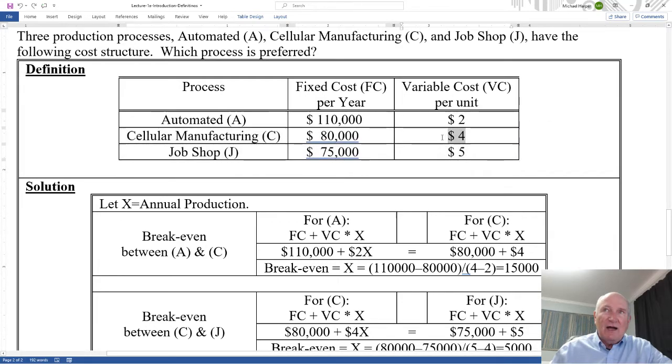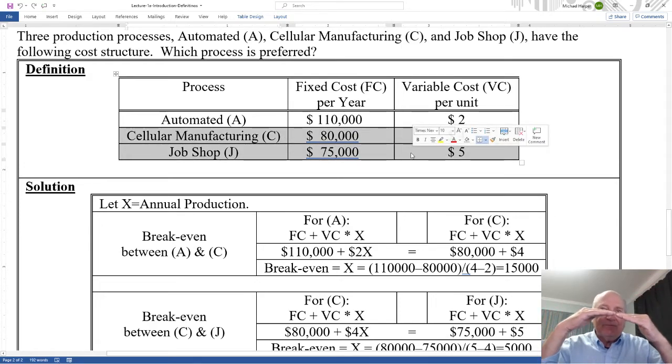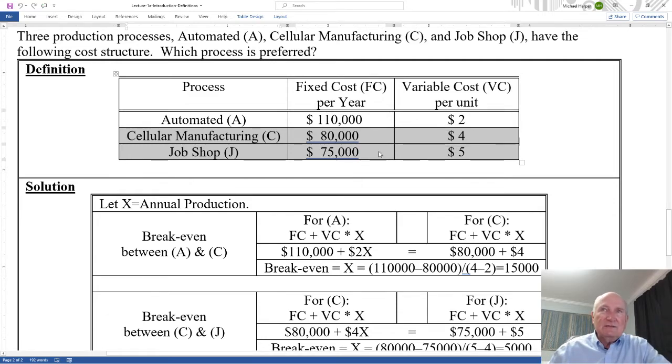Because 4 times 5 is 20, plus 80 is 100. 5 times 5 is 25, plus 75 is 100. So at 5,000, the cost of those is the same, so 5,000 is the break-even production. So I pretty much know what that is. Now, I made these numbers exact. In practice, it's not going to be exact, but you get a feel. It's around 4, 5, 6,000. It's not 100,000. It's not 5. It's somewhere in that range. You get a feel for what the answer is.